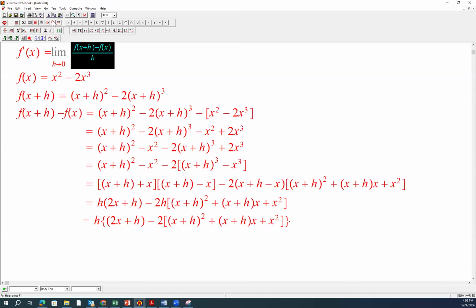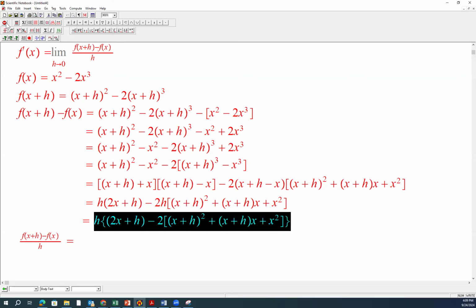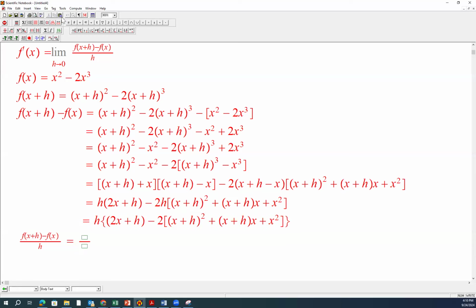Okay, so what I'm going to do now is the quotient. I did the difference on top, so now I'm doing the quotient. So the whole of it on the numerator is going to be on the numerator. H is here. So h and h will reduce. What do I get? I get the whole of it in the curly bracket.